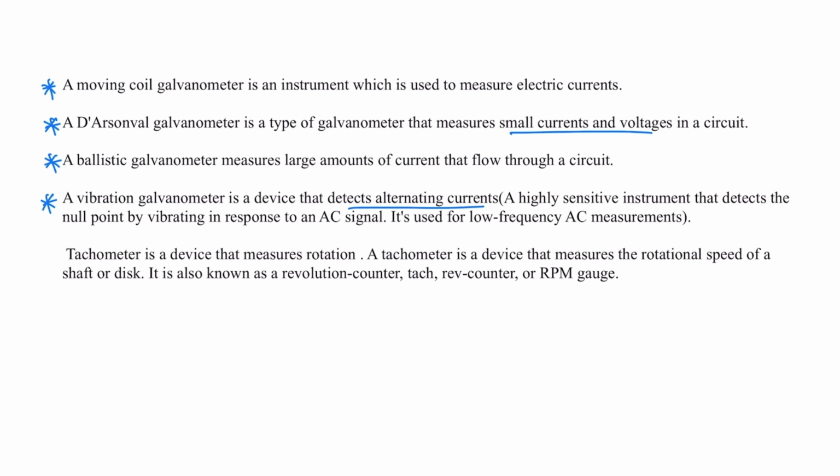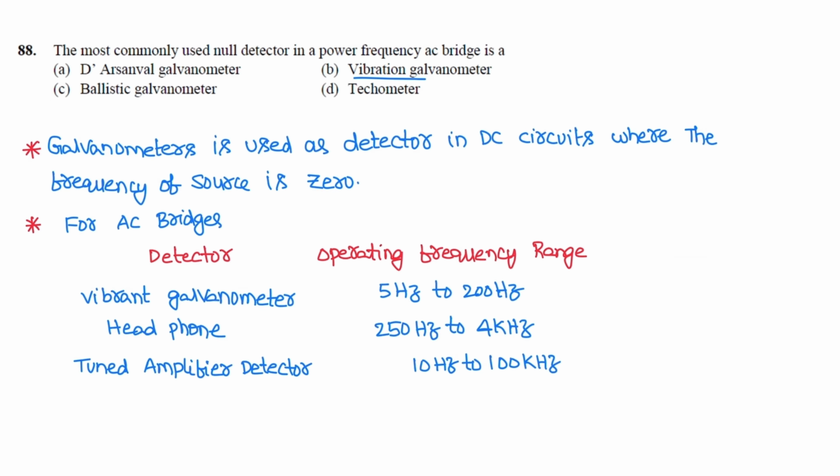And tachometer is used for measurement of RPM. This tachometer is also called an RPM gauge. It is a device that measures the rotational speed of a shaft or disc. For the question, the correct option is not D'Arsonval galvanometer, ballistic galvanometer or tachometer. The correct answer is vibration galvanometer.